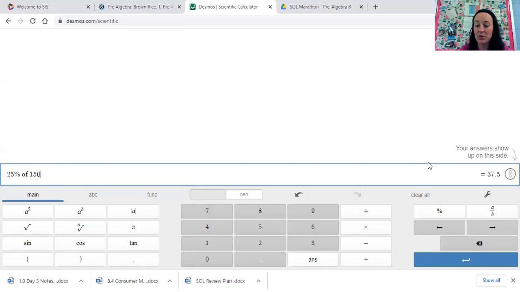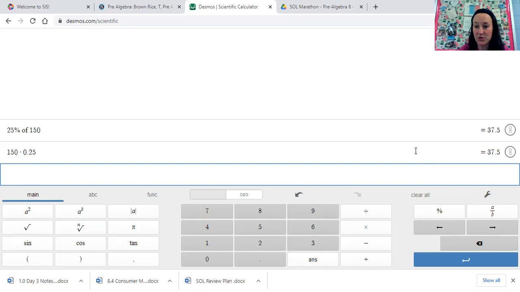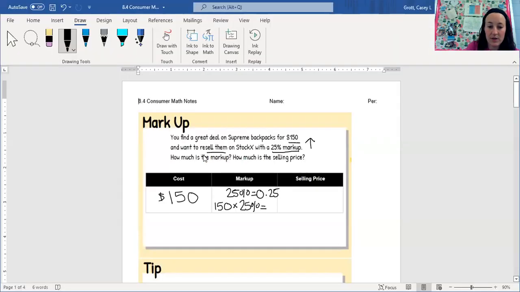We get 37.5. What you could also do, not to try to confuse you, but to give you more options. Remember how we also wrote 25% as a decimal? You could also just do it as a decimal and we get the same answer, 37.5. We're going to take that number back. So 150 times 25% or times 0.25, we got $37.50. So that's how much just the markup is going to be.